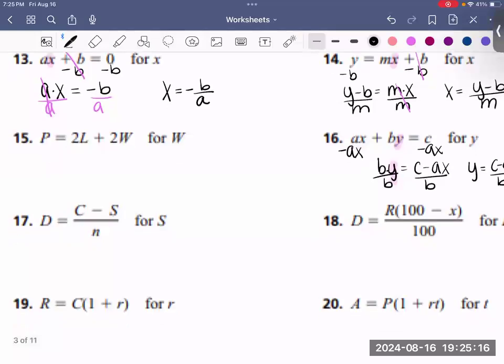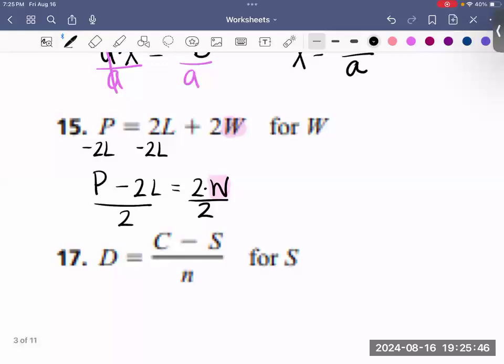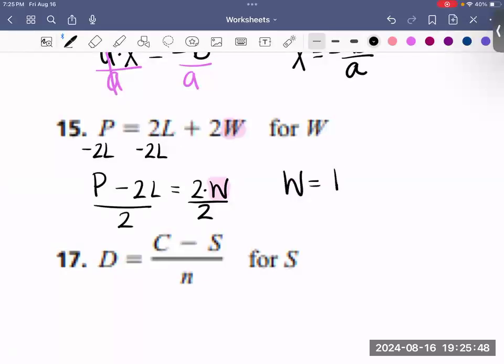Now, why don't you try it again with P? Not P, 15. What am I talking about? So we're looking for W. The first thing to go over should be this 2L because there's no variable in there that we need. So we have P minus 2L is equal to 2W. We're getting close. We have 2 being multiplied by W, so then we can go ahead and divide everything by 2. So you have W is equal to P minus 2L over 2.